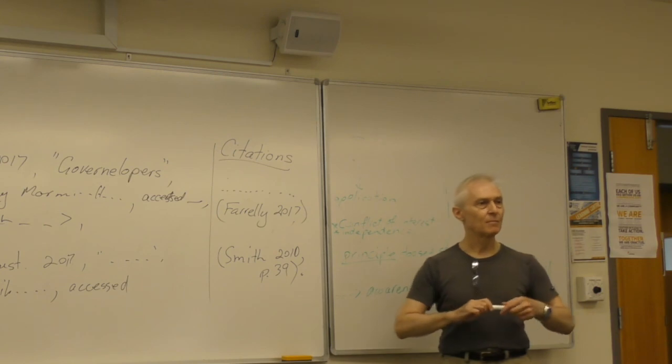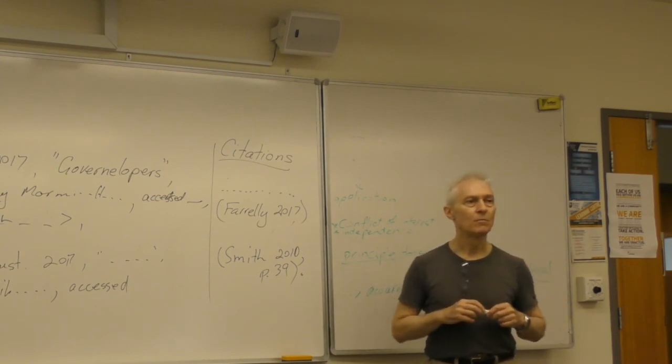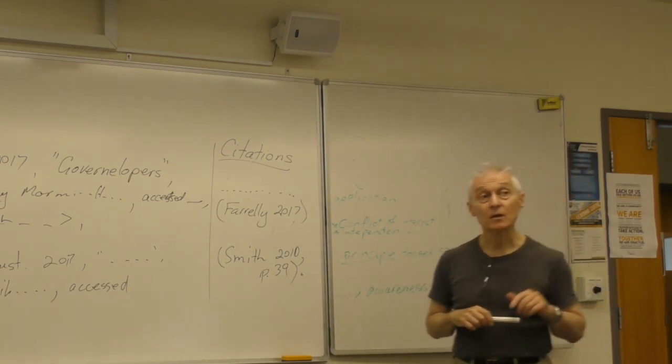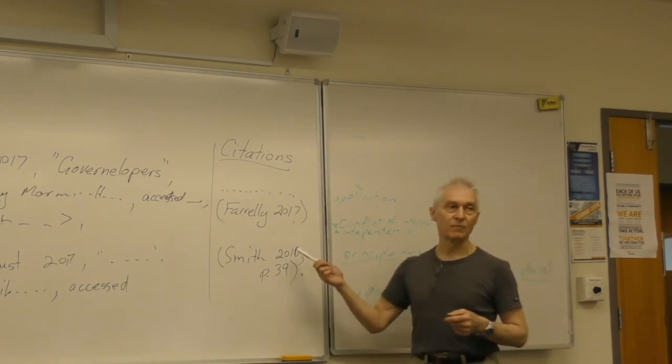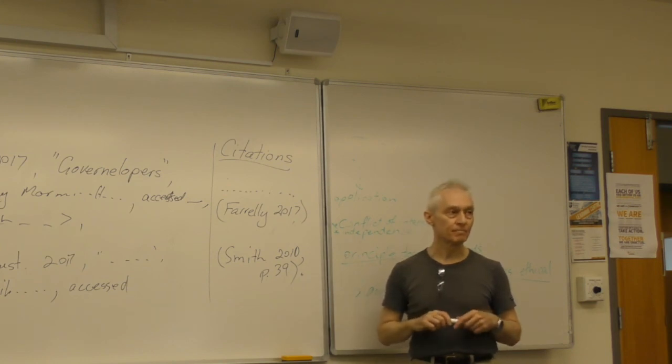So if there's no date, no year, what do we put? Because some articles don't have a date on them. Oh yeah, you just put no date or ND, yeah, ND, if it's not available.